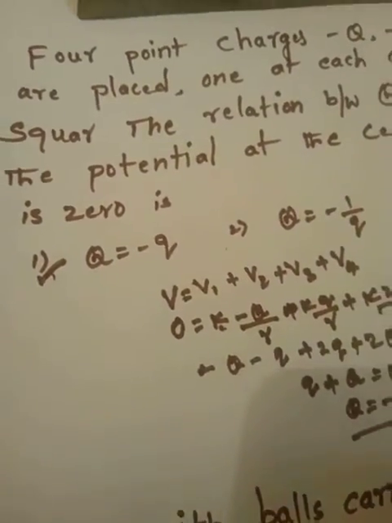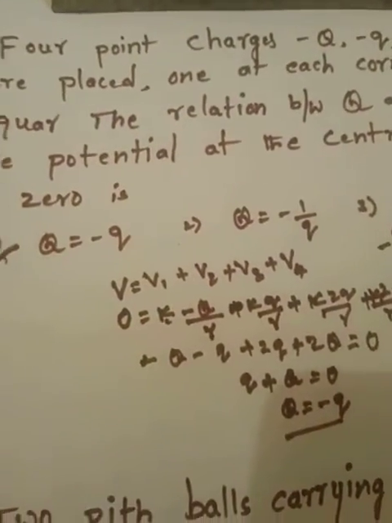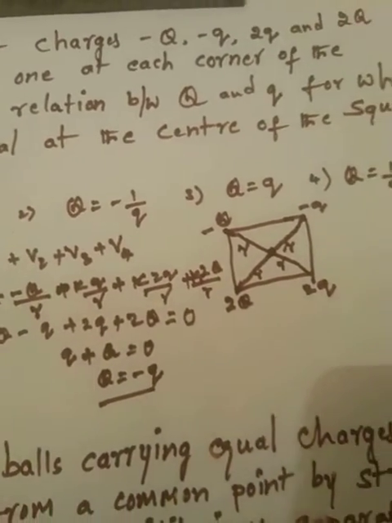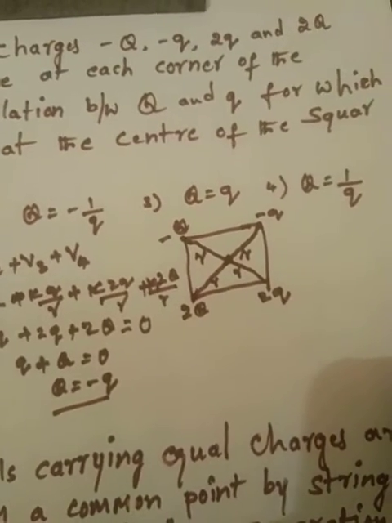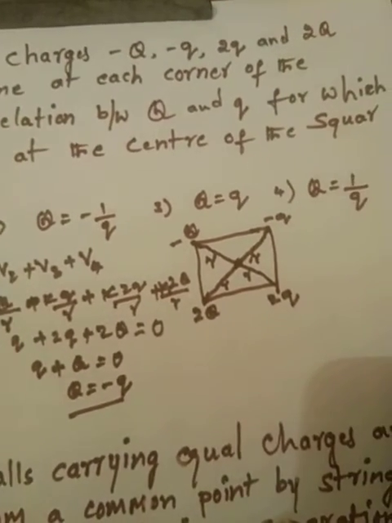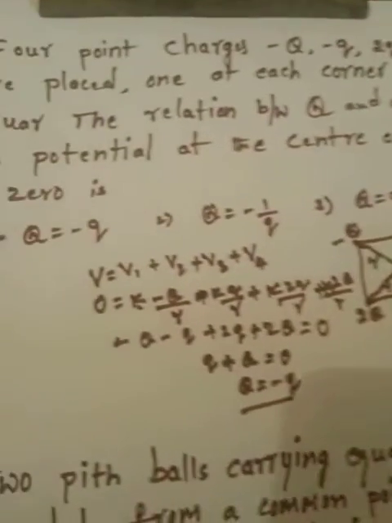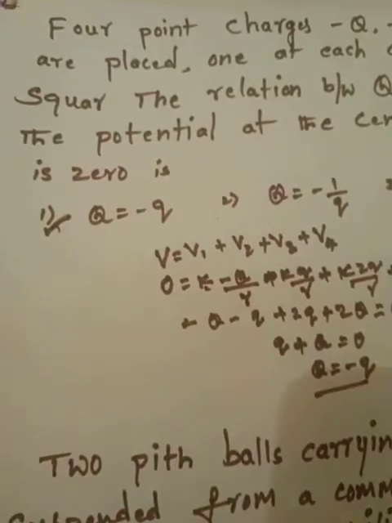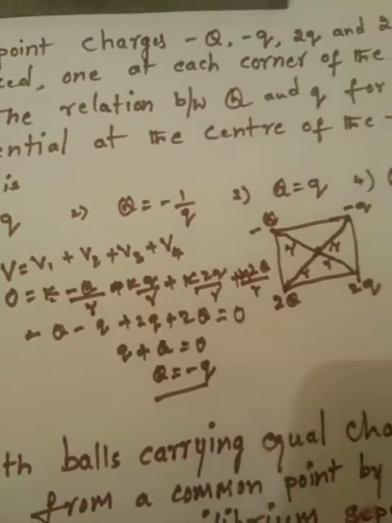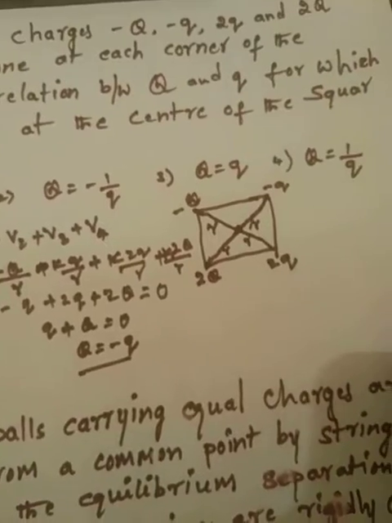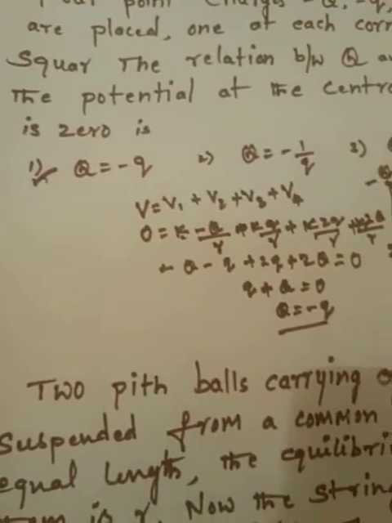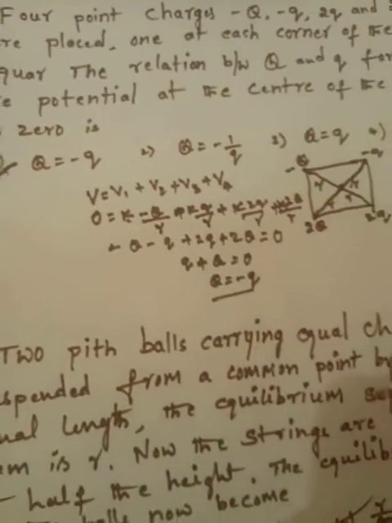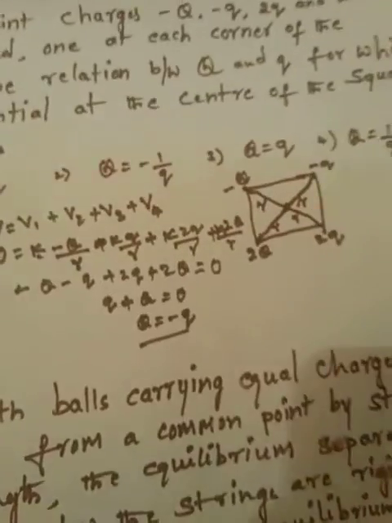2012 question. So let's see the question. Four point charges minus q, 2q and plus 2 capital Q are placed at each corner of the square. The relation between capital Q and small q, for which the potential at the center of the square is 0. Okay, so the situation will be like this.